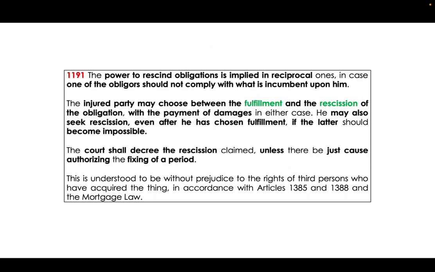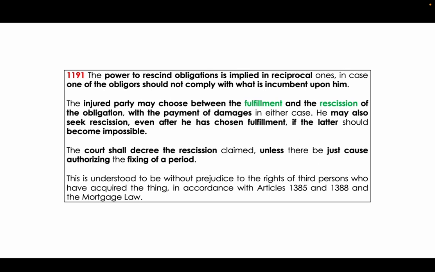Again, let us review Article 1191. The power to rescind obligations is implied in reciprocal ones, in case one of the obligors should not comply with what is incumbent upon him. The injured party may choose between the fulfillment and the rescission of the obligation, with the payment of damages in either case. He may also seek rescission even after he has chosen fulfillment if the latter should become impossible.